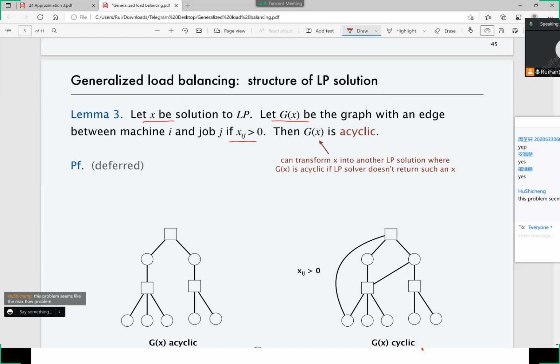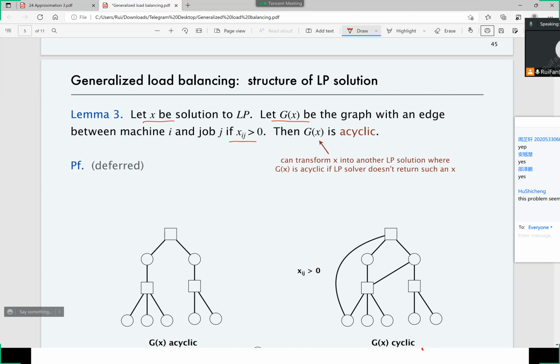This problem seems like the max flow problem. Yeah, you're right. It's going to come out to be very similar to the max flow problem, so we're going to see that at the end. But right now, before we talk about the max flow formulation, I want to show how you can convert this LP solution to a solution to the ILP, because it's not very clear how that can be done. But in the end, it will turn out that there's a similarity between this problem and max flow.